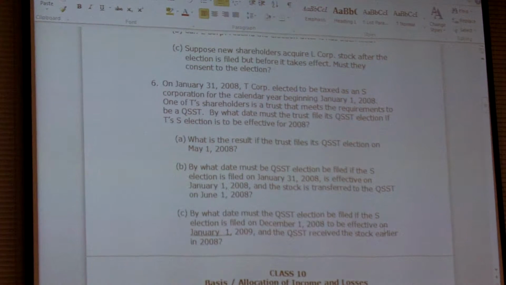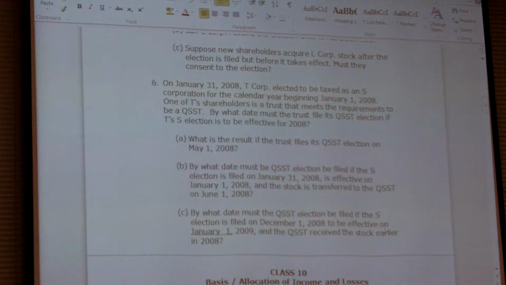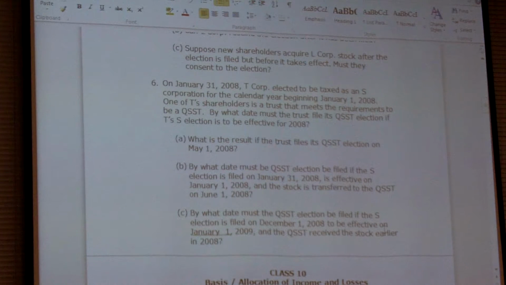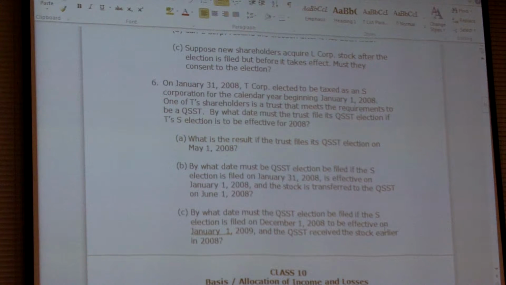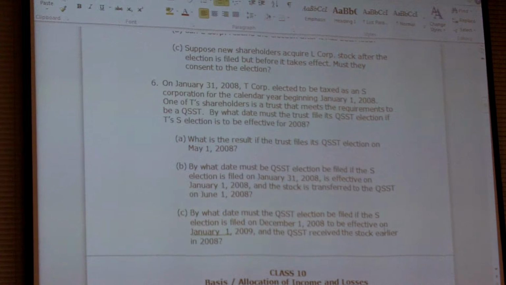Okay, by what date must a QSST election be filed if the S election is filed on January 31, 2008, is effective on January 1, 2008, and the stock is transferred to the QSST on June 1, 2008? So the QSST, or potential QSST, doesn't actually acquire the stock until June 1, 2008. By when does it need to elect to be a QSST? Does it need to elect on June 1? It still has that retroactive application. You still have 2 months and 16 days to make your election.